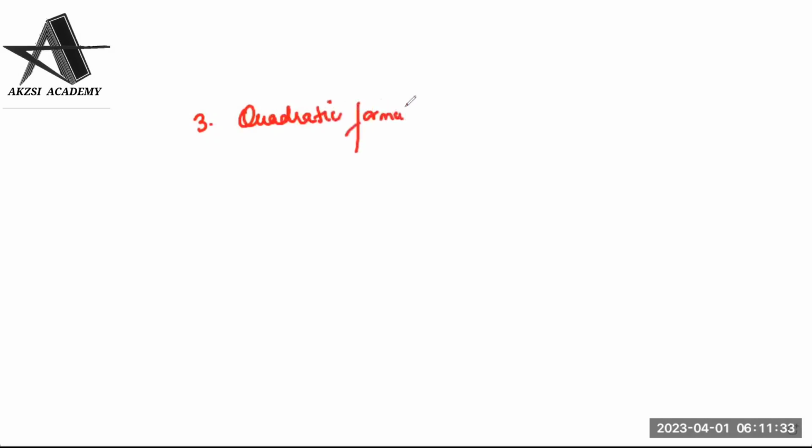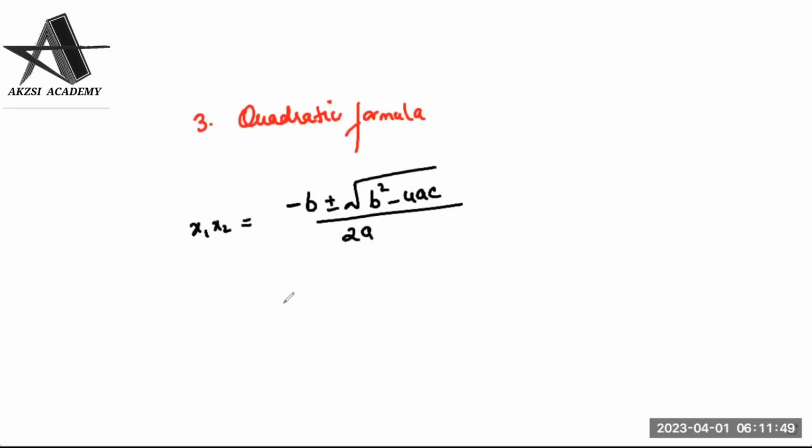You have to learn it. At first, it seems to be a little bit difficult, but it's very simple. It's minus b plus minus root b squared minus 4ac by 2a. This is a direct formula to get x1 and x2. That's it. Put the values and get the answer.